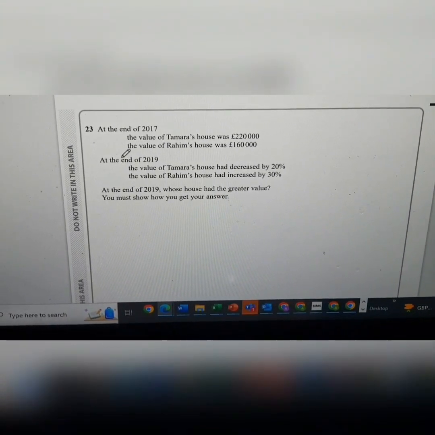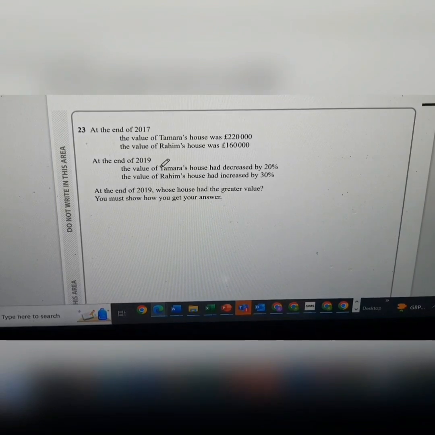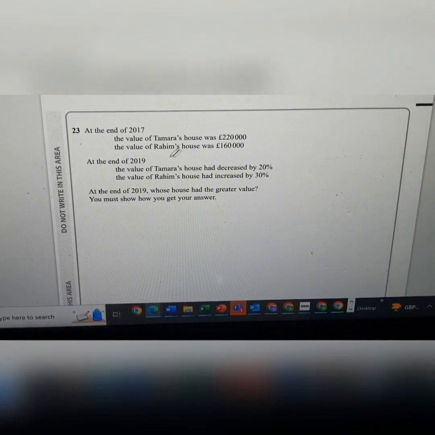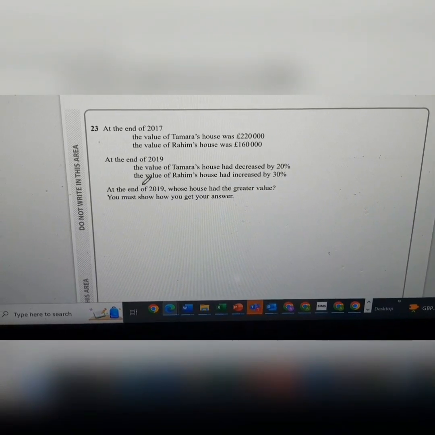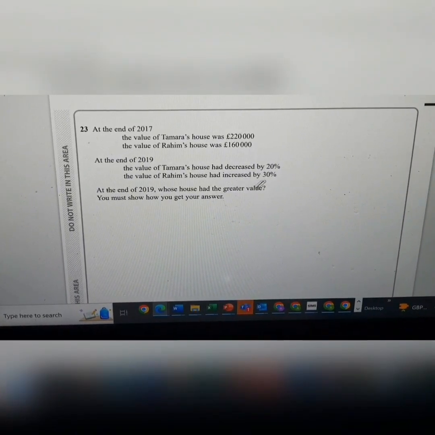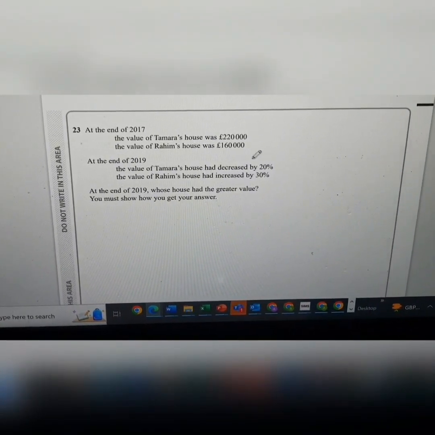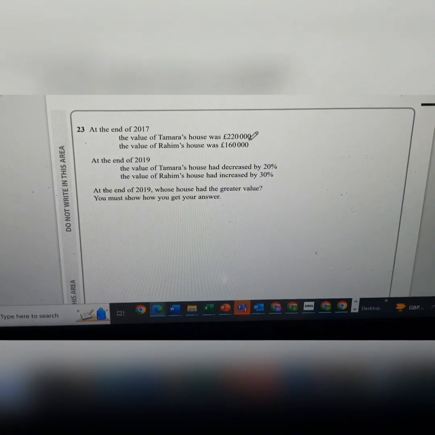At the end of 2017, the value of Tamara's house was 220,000. The value of Rahim's house was 160,000. At the end of 2019, the value of Tamara's house had decreased by 20%. The value of Rahim's house had increased by 30%. At the end of 2019, whose house had the greater value? So you need to do the decrease and the increases to work it out.